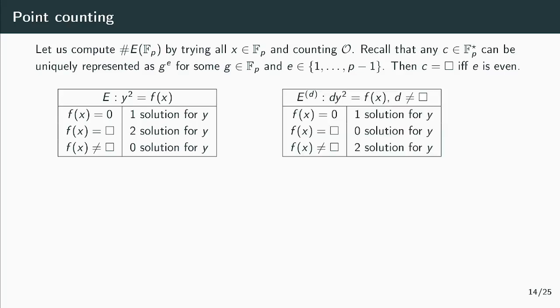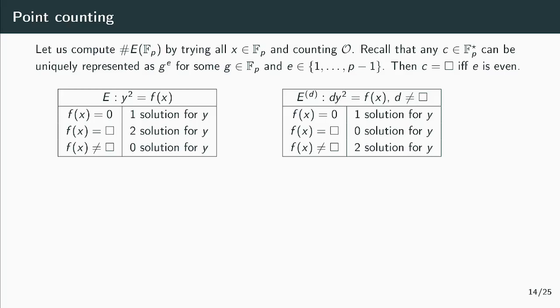Now, let's do a little trick. Instead of counting only the points of E, let's also count the points of E_d, which is another curve given by the same cubic polynomial, only instead of y squared, we have d times y squared, where d is a fixed non-square in Fp. Such an elliptic curve is called the quadratic twist of E. Actually, you might object that such a curve is not an elliptic curve according to our definition, but this is only a minor technical issue that can be fixed easily. So let us now count points on the quadratic twist as well.